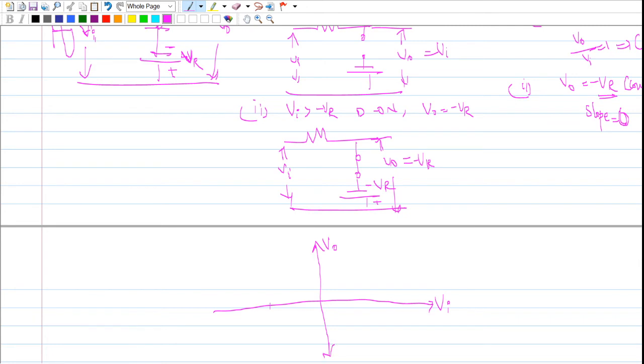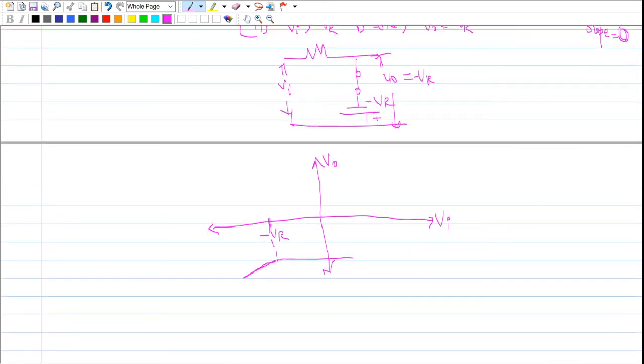This is the negative reference voltage VR. The first condition is Vi less than minus VR, and in this condition the slope is 1. Next, for Vi greater than VR, the slope is 0. So here we can get this type of characteristic curve. Here I am applying the input signal.